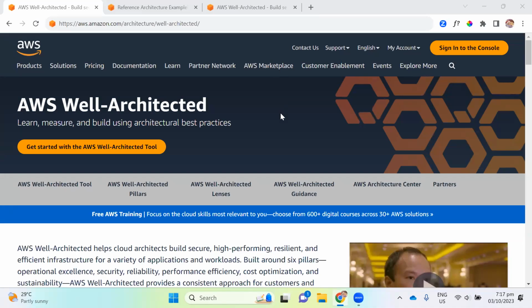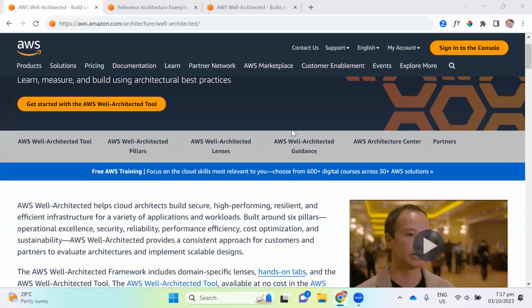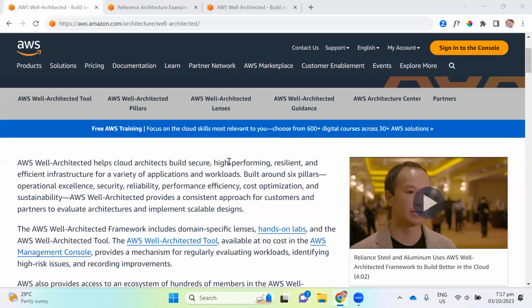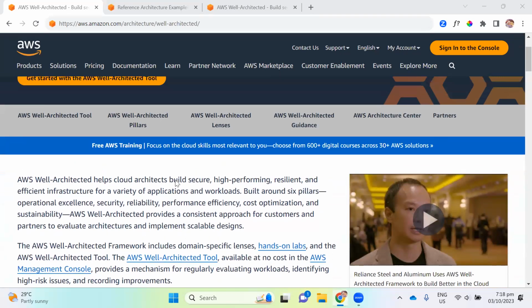Welcome, everyone. Today it's a bit of theory, but it's a very important theory on AWS architecture. In AWS, there is a framework known as AWS Well-Architected. This is used to build the best practices in your infrastructure of AWS, application deployments, and all the things, 360 degrees. So, what are the six pillars of the AWS Well-Architected Framework? Let's see.